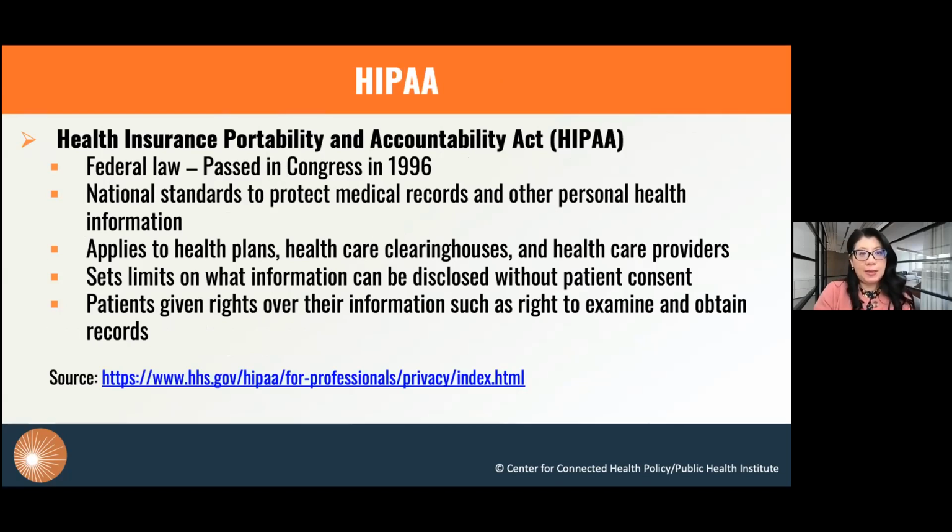So what exactly is HIPAA? HIPAA stands for the Health Insurance Portability and Accountability Act. It's a federal law that passed Congress in 1996, and basically it offers national standards to protect the patient's medical records and other personal health information. It applies to health plans, healthcare clearinghouses, and healthcare providers, and it sets limits on what information can be disclosed without patient consent. Patients are given certain rights over their information, such as the right to examine and obtain records. There is a link on the slide here, which you can click on if you download the PowerPoint, and we will make it available. It'll take you to a government website, the HHS, Health and Human Services, where they have a little bit more detail and information on HIPAA itself.